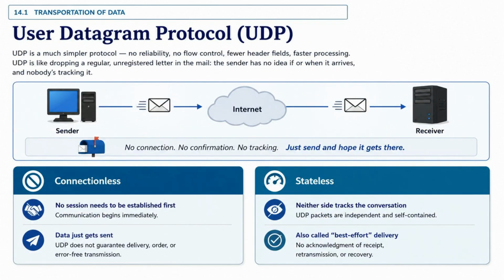UDP is the simpler alternative. No reliability, no flow control, fewer header fields, faster processing. Use the regular mail analogy. Drop it in the mailbox and hope for the best, nobody's tracking it. Two defining traits are shown on screen: connectionless, no session setup, data just gets sent; and stateless, neither side tracks the conversation, also called best effort delivery.